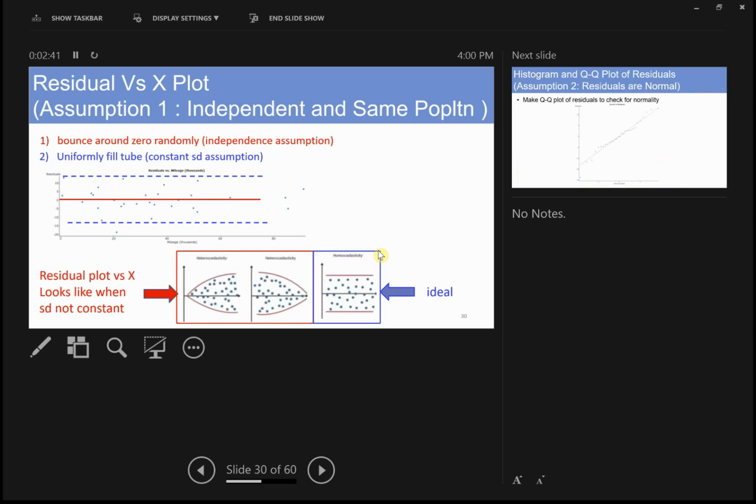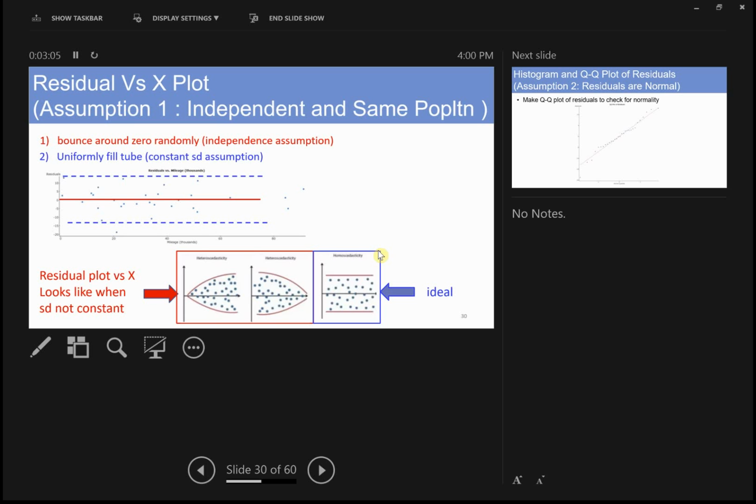One of the things we're looking for is to make sure also that the standard deviation doesn't change. So this is a case where, as x increases, the residuals have a larger variation, okay? So this is what we're trying to weed out also. We want what we call constant standard deviation. That's why that nice uniform tube wants to contain these guys here.